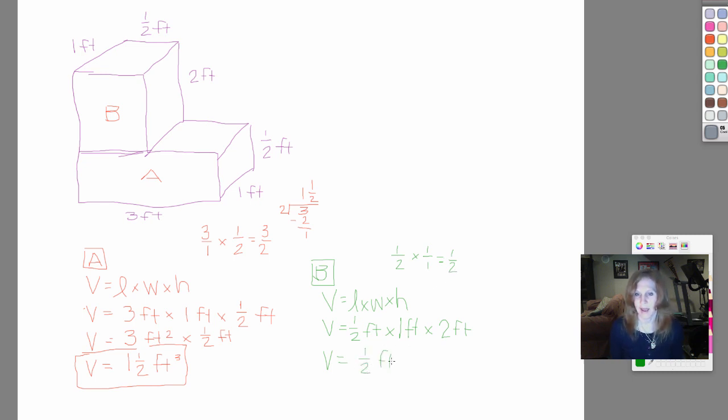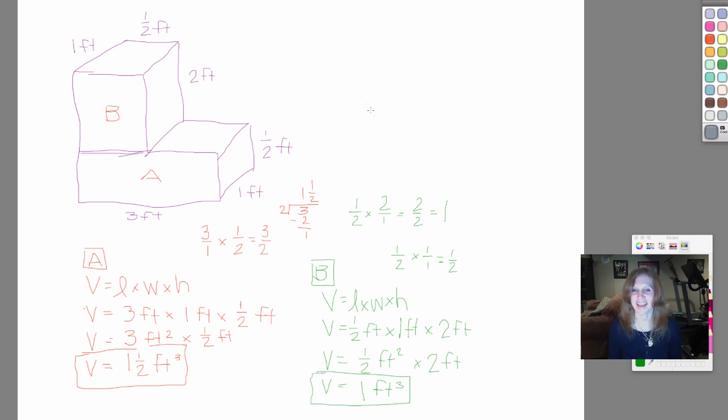But I still have 1/2 square foot times 2. And you probably know as well as I do that 1/2 of 2 is actually 1. But I'm going to show you the math. 1/2 times the whole number 2. I'm going to write it as a fraction. 1 times 2 is 2. 2 times 1 is 2. And 2 over 2 is an improper fraction. So 2 divided by 2 is 1 whole. So my answer is 1 cubic foot for that prism.